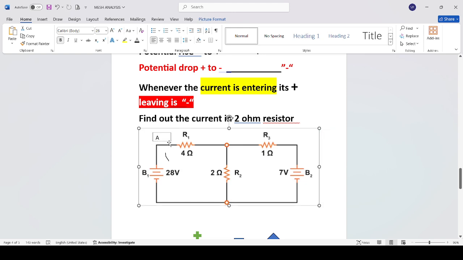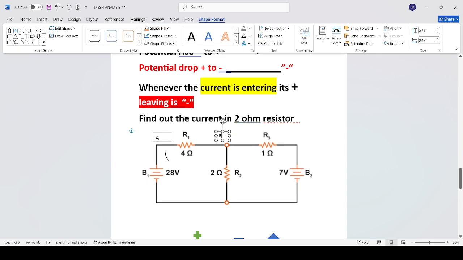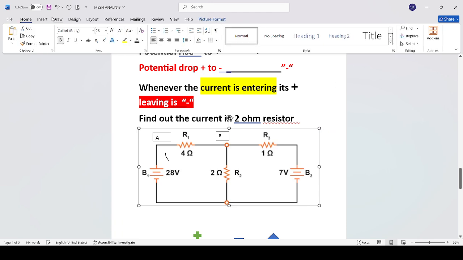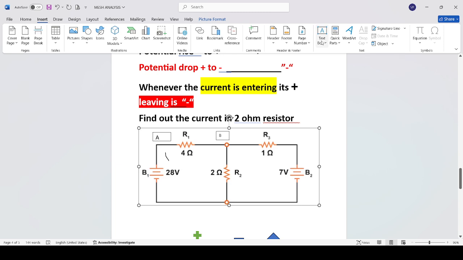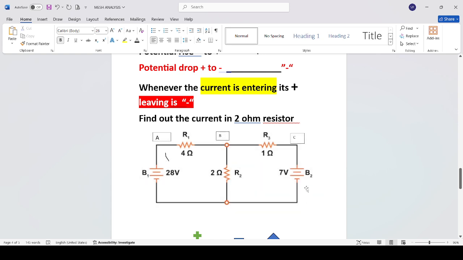So I'm naming the circuit A. This point is B. This point is C. So I'm mentioning the circuit, writing each node, writing the alphabet to find out what the loop is.